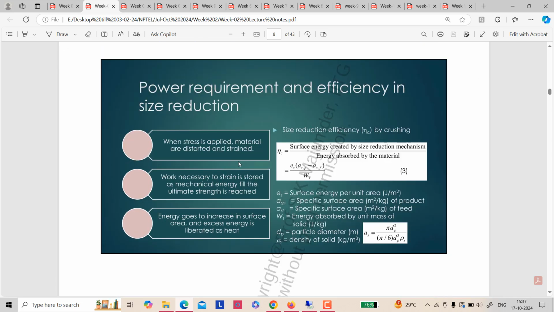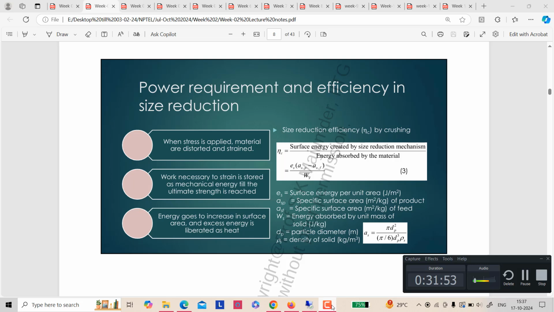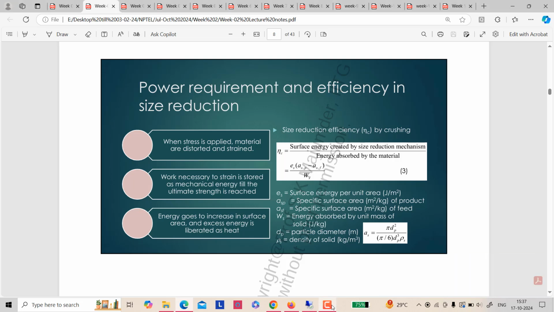Then comes the power requirement and efficiency. When stress is applied, materials are distorted and strained. What is necessary to strain is stored as mechanical energy until the ultimate strength is reached. Energy goes to increase the surface area, and excess energy is liberated as heat.